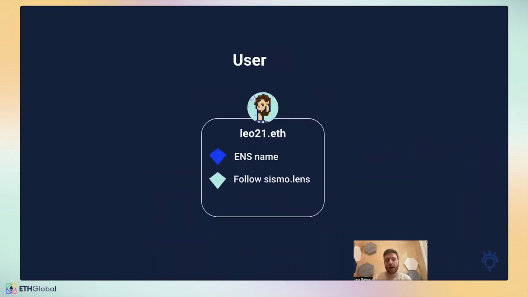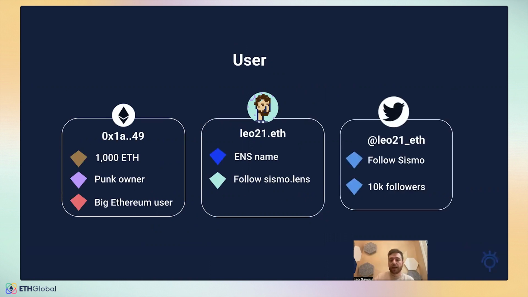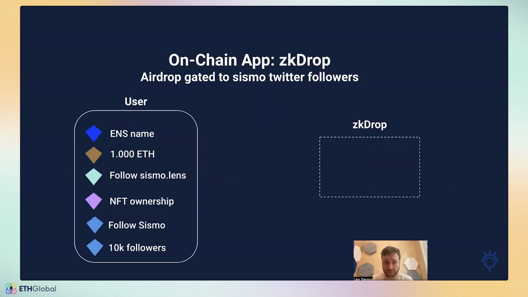So for instance, I have an ENS, I have some followers on Sismo.lens, and this is my public and personal data. I also have a very private wallet, which contains all my bank accounts, some NFTs, some transactions I made on Instagram, and I also have a more Web2-like account. For instance, my Twitter account where I have all my followers, and I follow Sismo, for instance. So, for instance, an application will need this data.